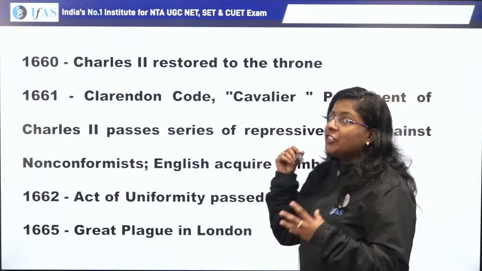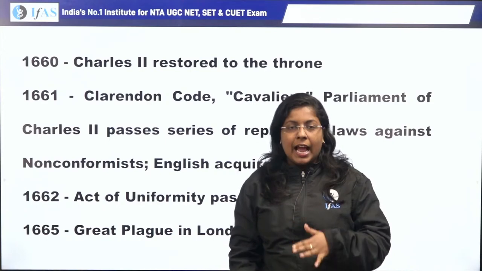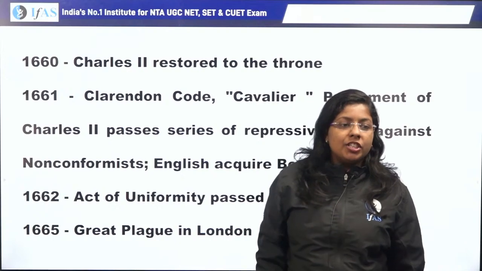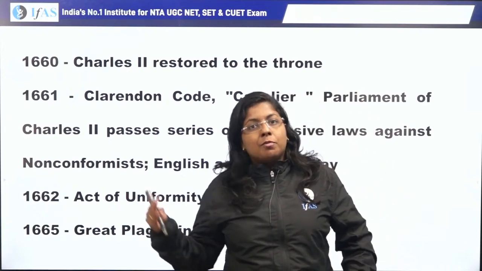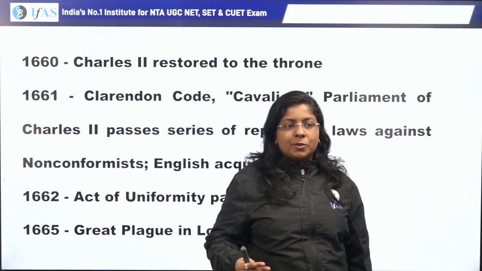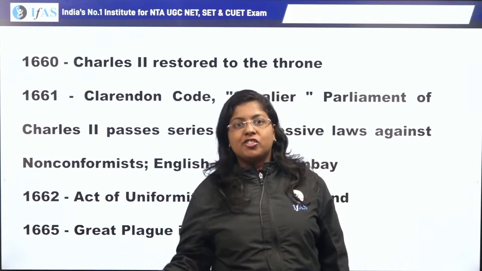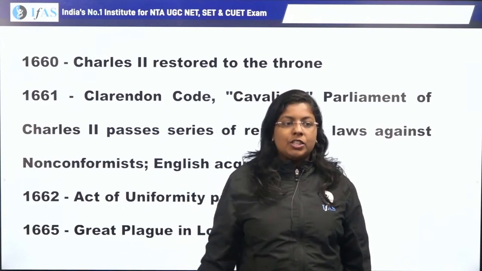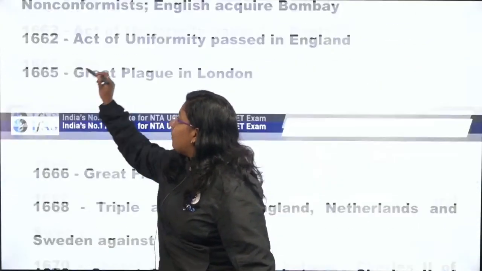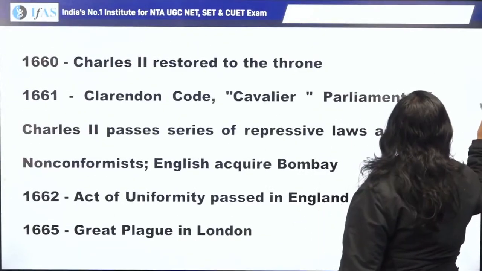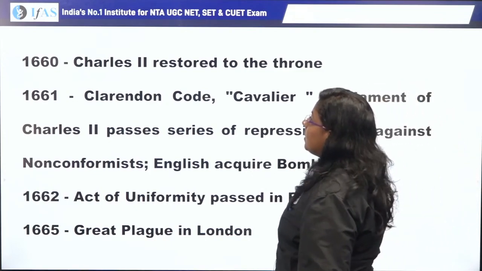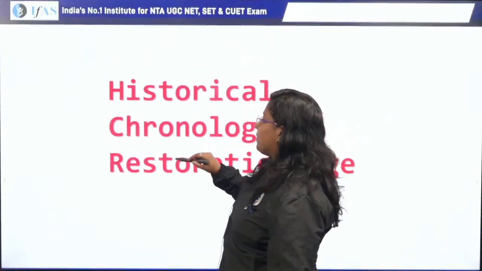Restoration age. The restoration happened in 1660, with the return of Charles II from Paris. The monarchy was restored in 1660. So Charles II was restored to the throne in 1660, and there happened our restoration age.